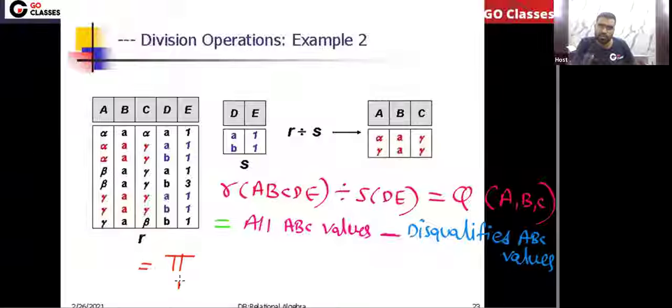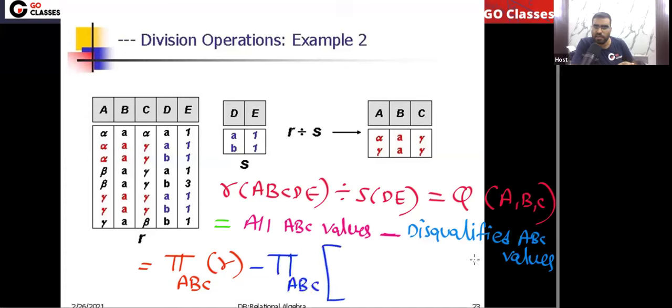That is, project ABC from R. These are all ABC values, minus, what will I do? Disqualified ABC values, the ABC values which are disqualified. So what will I do? Very simple. Ideal minus actual. Actual is already table R.